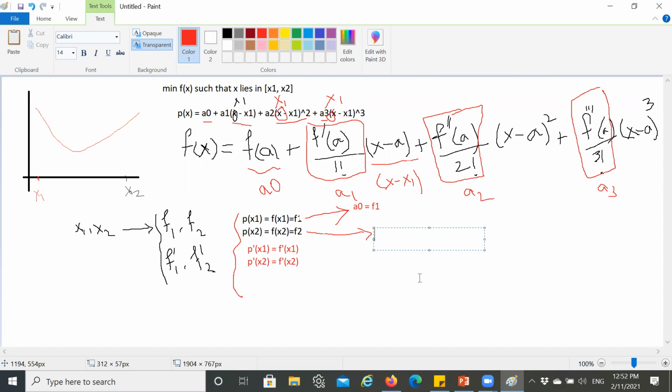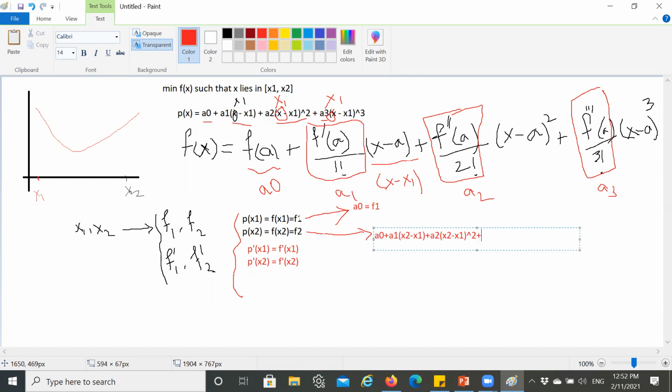From P of x2. So that means in this equation, wherever there is x, you have to replace it with x2. So this would give me a naught plus a1 times x2 minus x1 plus a2. Correct me if I make any mistake, guys, because I am thinking and writing in real time, so it may occur that I make a mistake. I'm just replacing x2 in place of x in this p(x) formula.